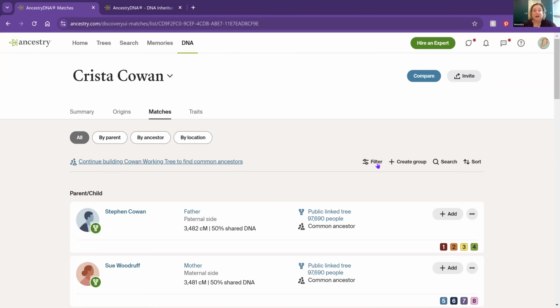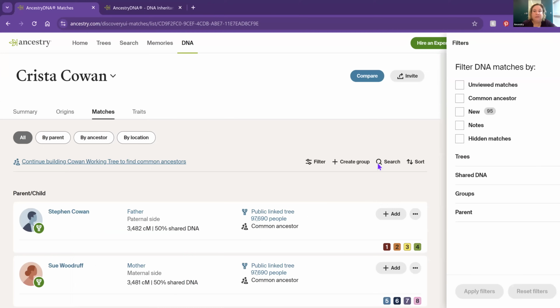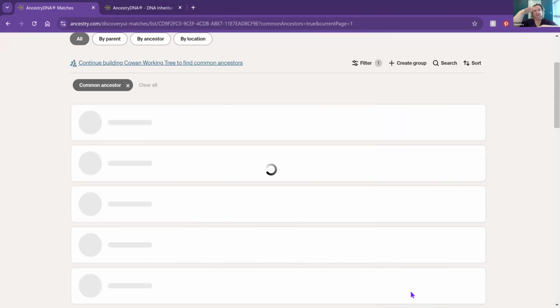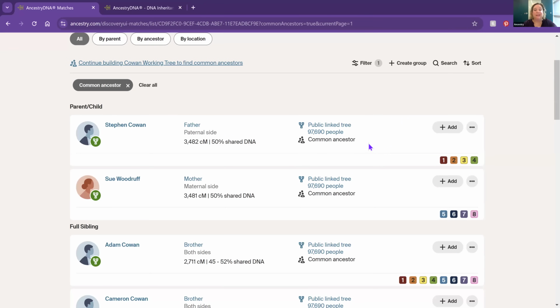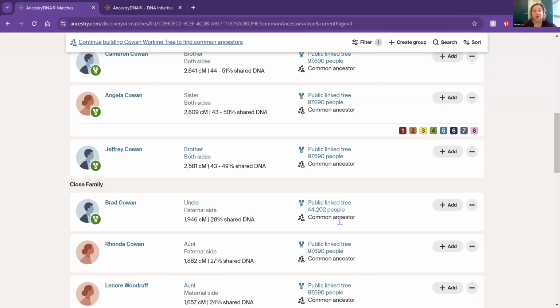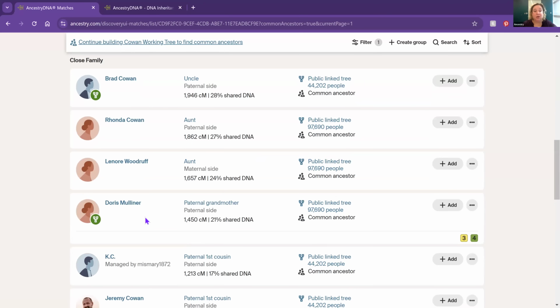If I come in here and I click on this filter, because I have a tree attached, and because so many of my matches have trees attached, I can click on this common ancestor filter, and that will then filter my DNA match list to just those people where Ancestry thinks they know who the common ancestor is. In the case of my siblings, it's my parents. In the case of my aunt and uncle, it's my grandparents. In the case of my grandma, it's her.